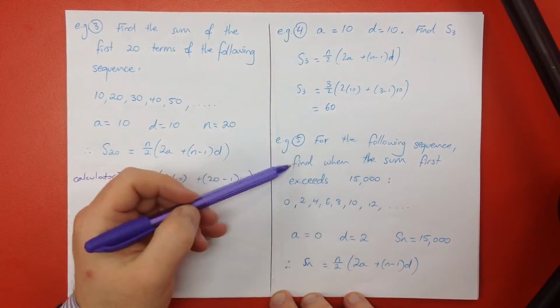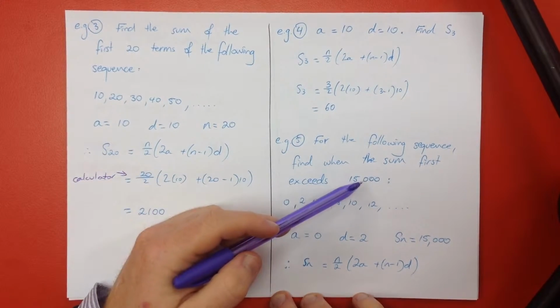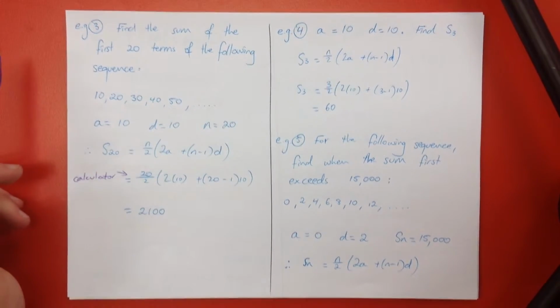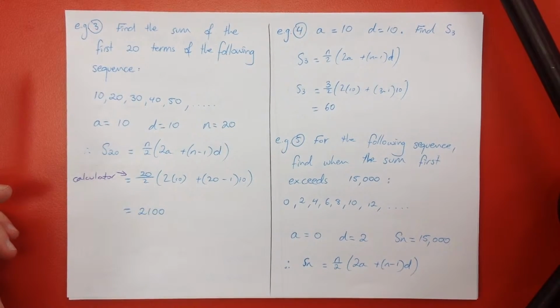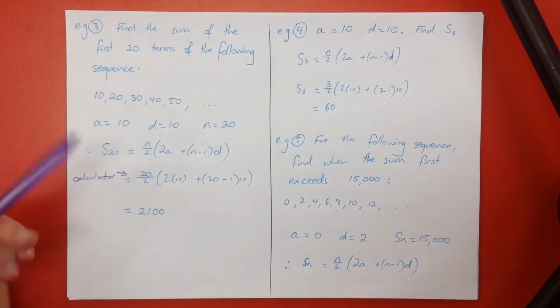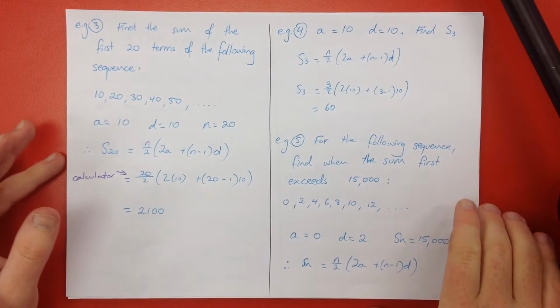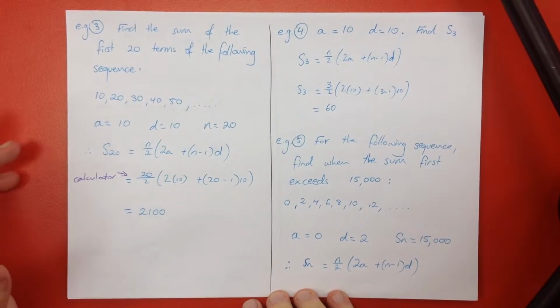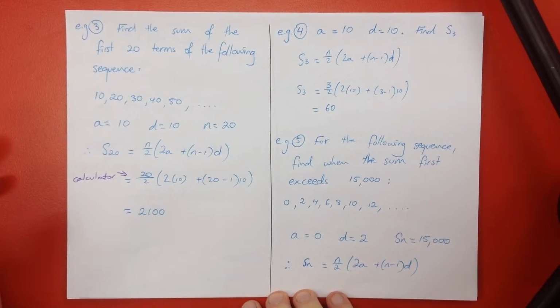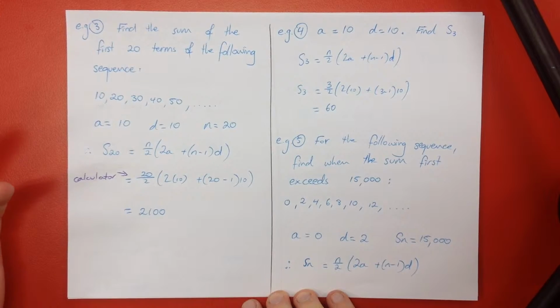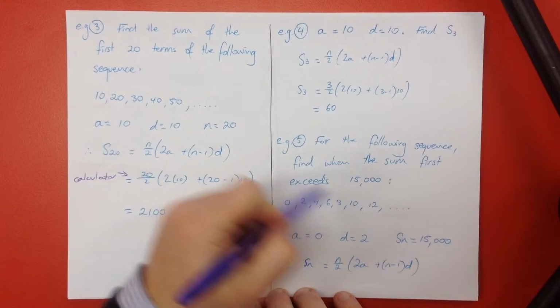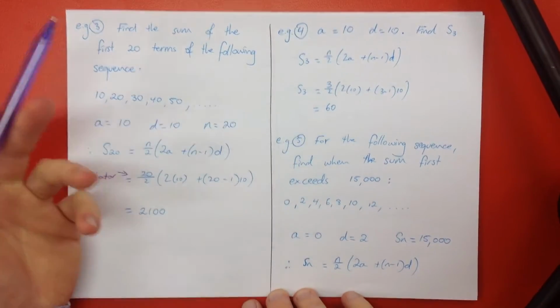For the following sequence, find when the sum first exceeds 15,000. This is a pretty common question, particularly in practical examples. A company might want to know when they've produced a certain amount of oil, for instance, and when they've produced 15,000 tonnes, they've got enough to break even for that month or something. Or if you've only got 15,000 to produce, once everything is added up to 15,000, then you have to stop producing things. So this one comes up a lot in practical situations. So let's get some practice at these.